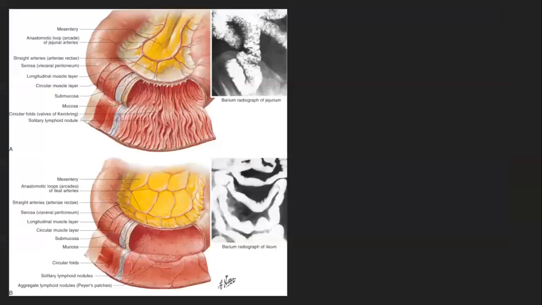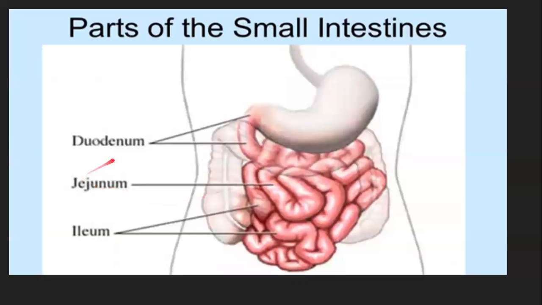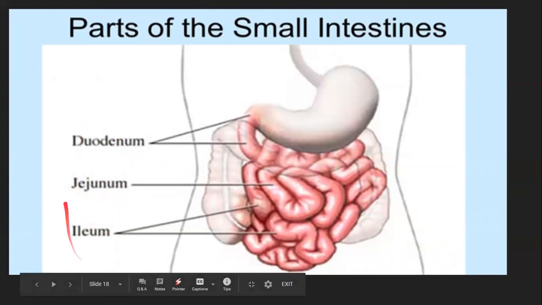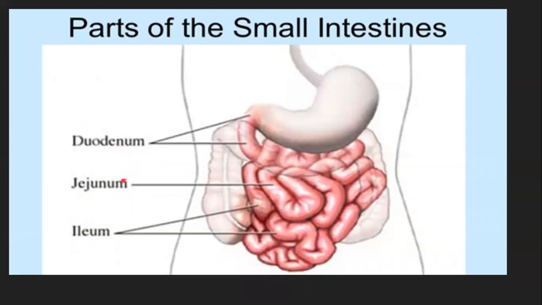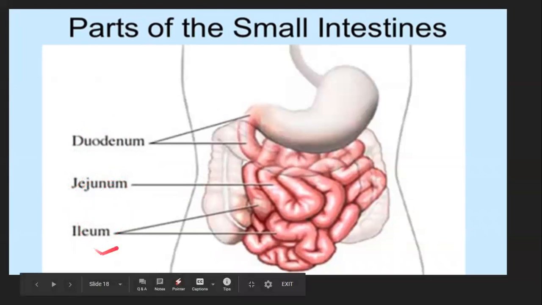Now, the different portions, right? We talked about these different portions. They are divided up because they have different characteristics. For example, we're going to talk about the jejunum versus the ileum. These two things are not just arbitrarily given different names. They have differences between them. So what is the difference between the jejunum and the ileum?